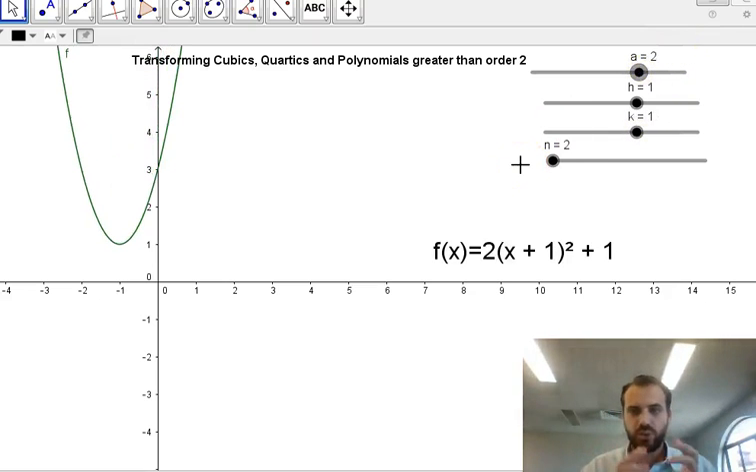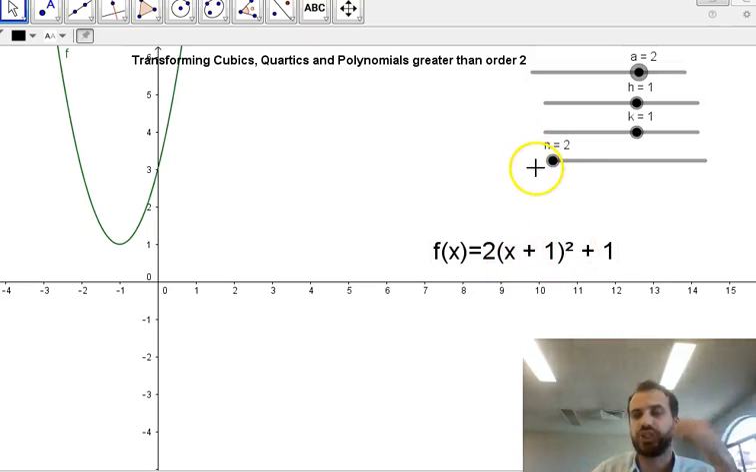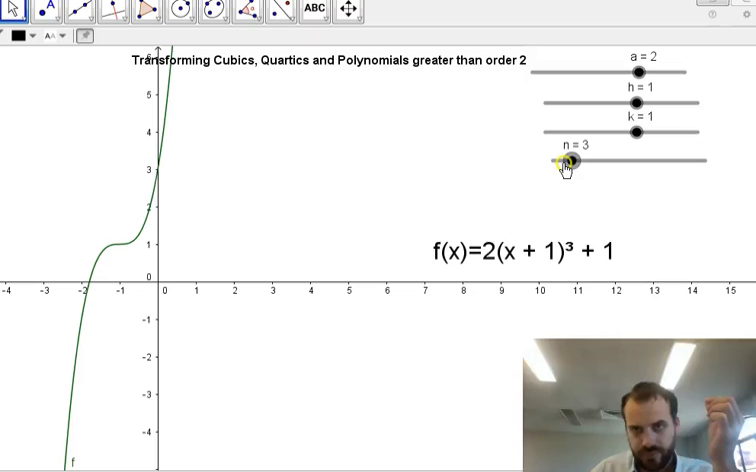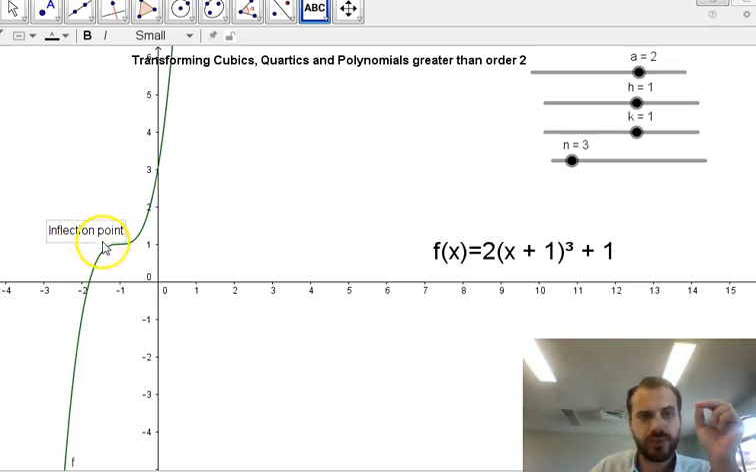So there's my quadratic, but the question is, what if I change it into a cubic? What if instead of raising it to the power of 2, I raise it to the power of 3? What will change? Okay, this is a cubic. Now, a standard cubic will start from the left-hand side, on the bottom, and it will move up and up and up until it gets to here, which is called an inflection point. And then it continues up and up and up. Now, all of the rules, thankfully, still apply.